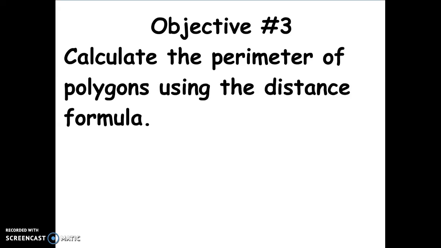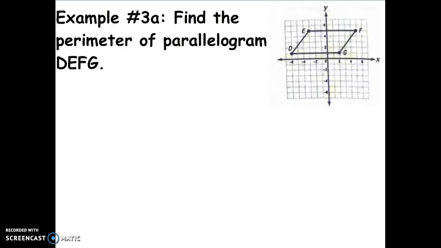We're still working with the distance formula, and now we're moving into objective 3: calculate the perimeter of polygons using the distance formula. We're going to find the perimeter of parallelogram DEFG, so go ahead and take a moment to write this down and sketch the parallelogram on your paper.